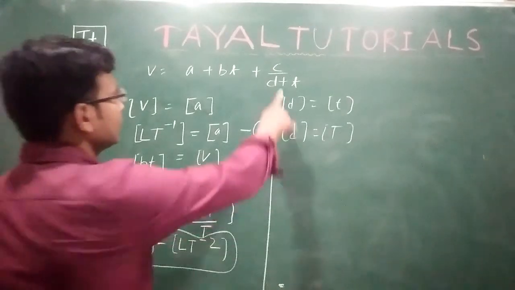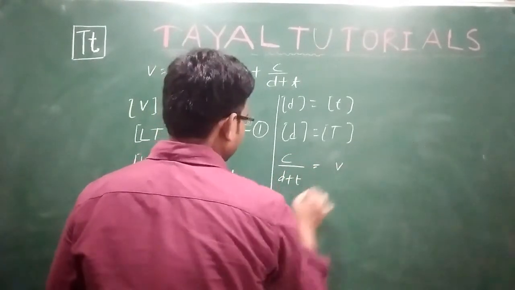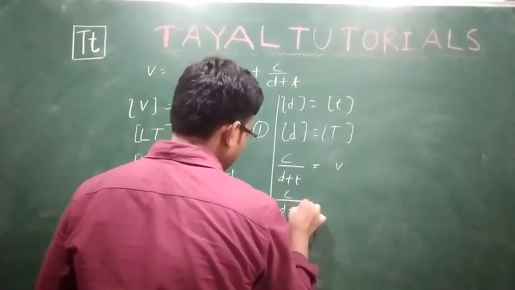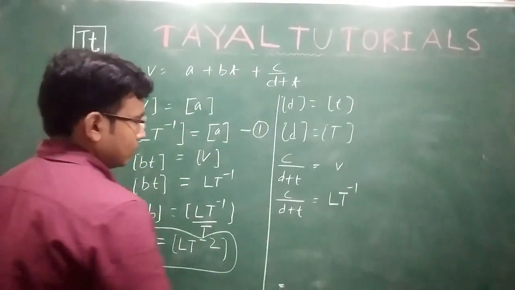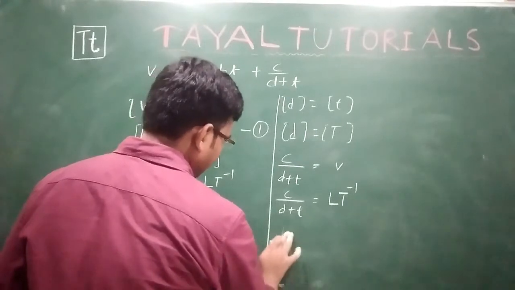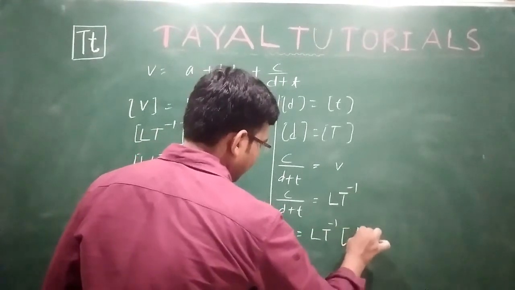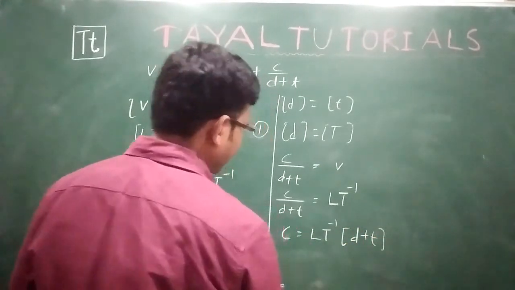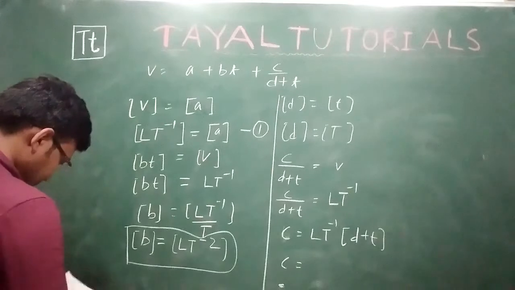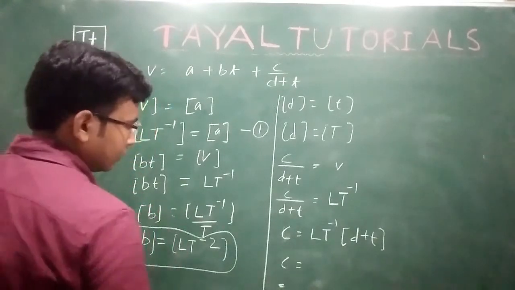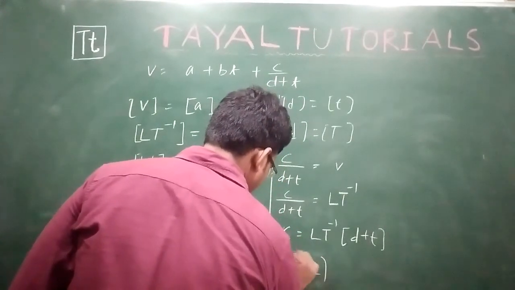Next let's calculate the dimension of c. I will equate this term with v. So c by d plus t is equal to v, which is LT minus 1. So c is equal to LT minus 1 into d plus t, and the dimensions of d and t are the same. So the dimension of c will be nothing but L.